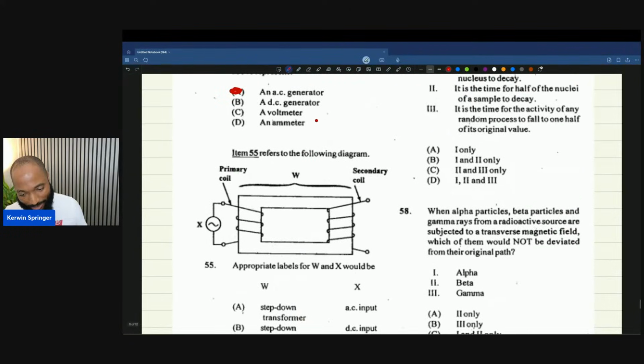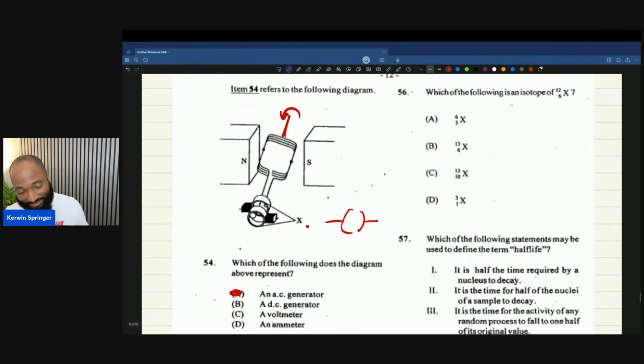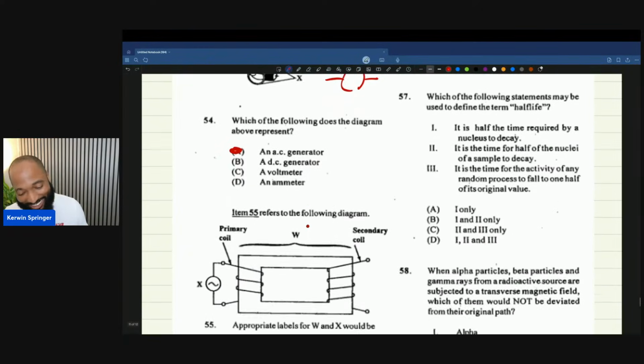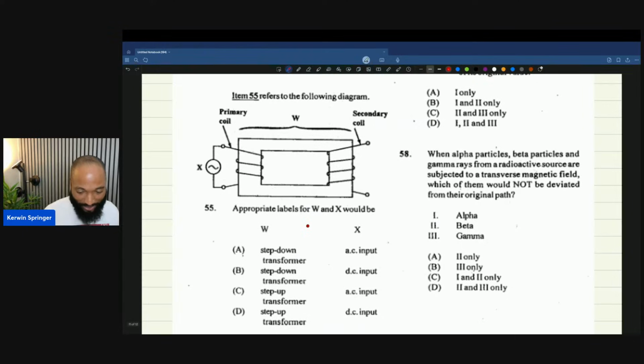What's the other? Voltmeter and ammeter. Well, that is wild. If anybody put voltmeter and ammeter here, but I do physics in 2027. Appropriate labels for W and X would be what? Imagine if you come in here and some people from TikTok are like, I don't think I studied this in maths yet. What part of maths is this? Oh God, we are cooked. No, it's physics. It's physics. Appropriate labels for W and X would be what?